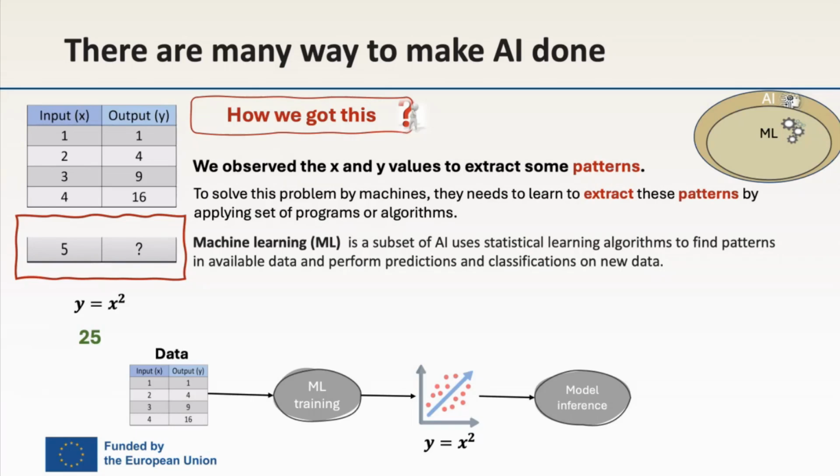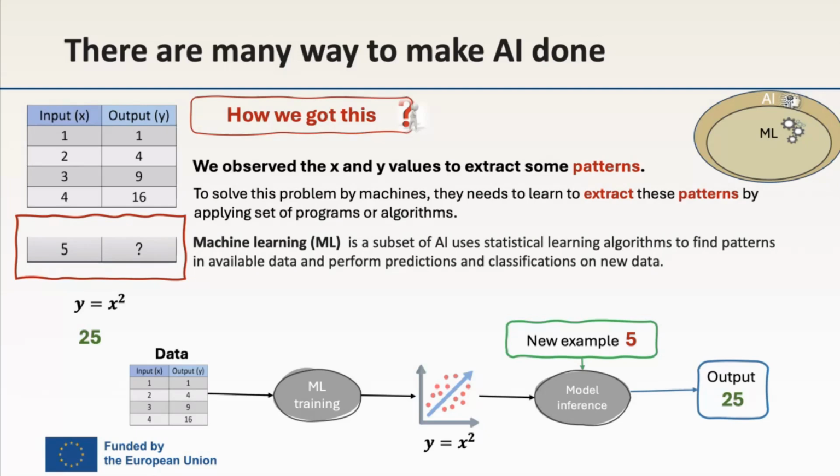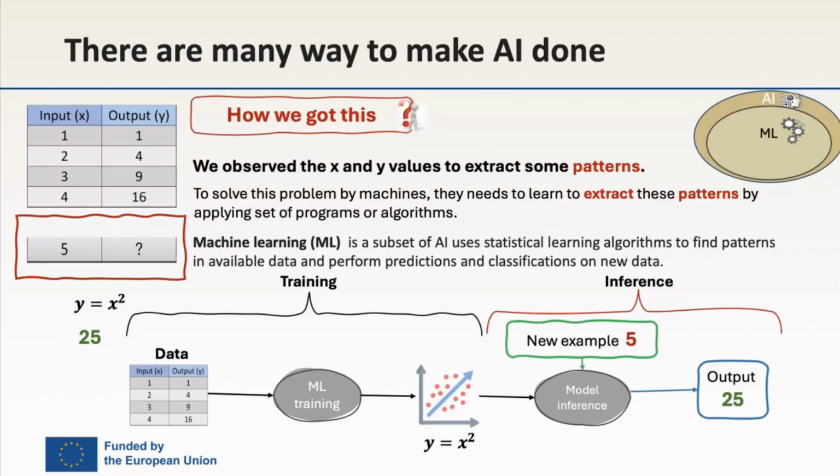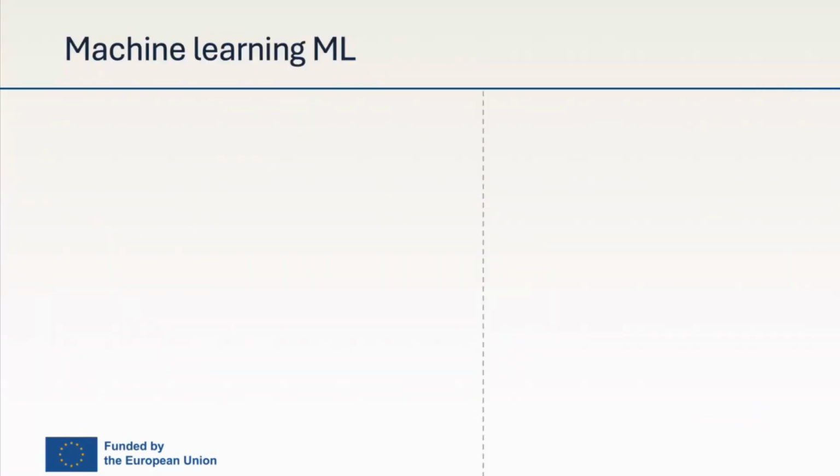So here, when we have 5 as an input, we will have 25 as an output. This is how machine learning solves a problem compared to us as people. Machine learning needs to go through all these steps, even with different algorithms. All machine learning follows these steps. So the learning has a training phase and an inference phase. In the next slide, we will talk about machine learning algorithms.